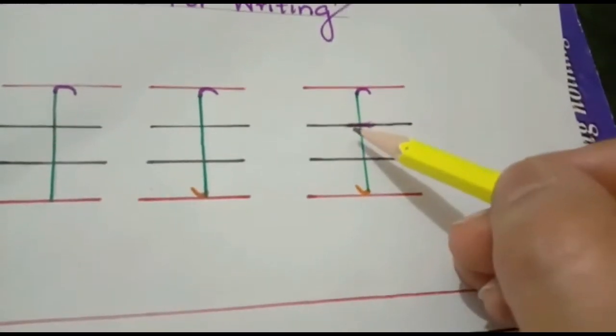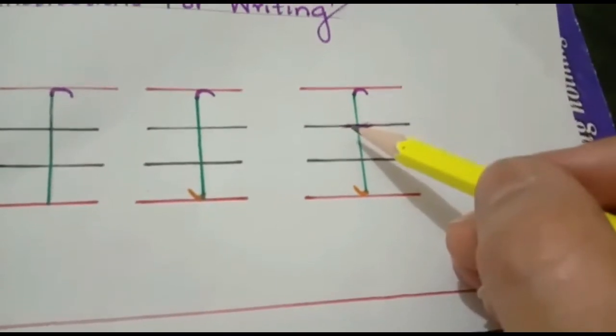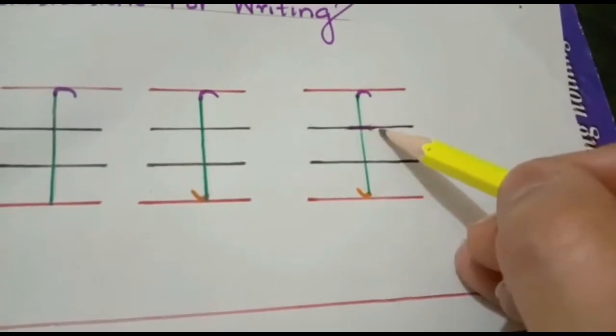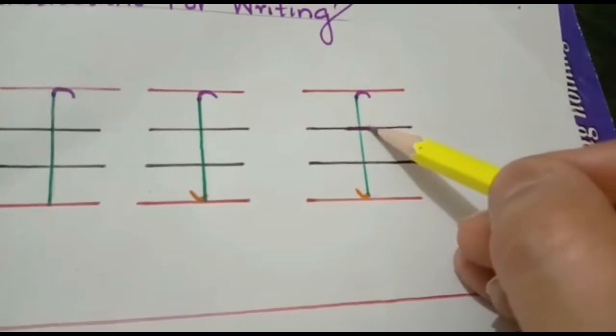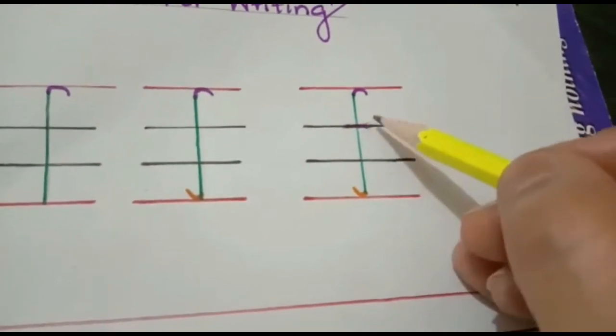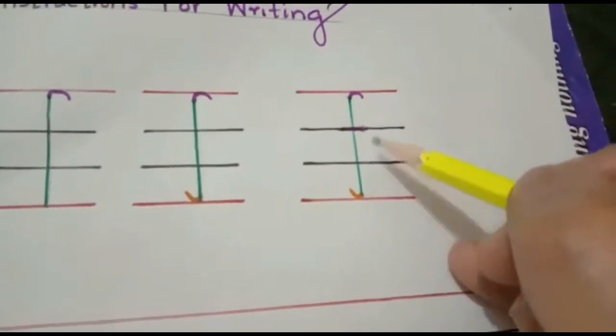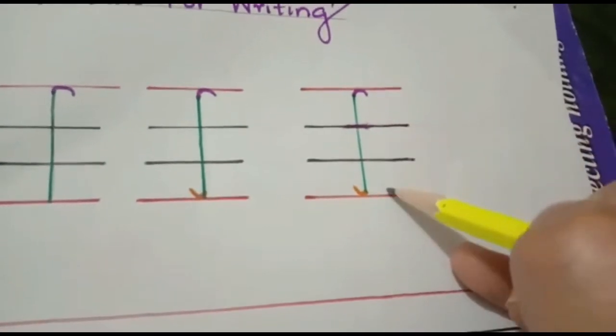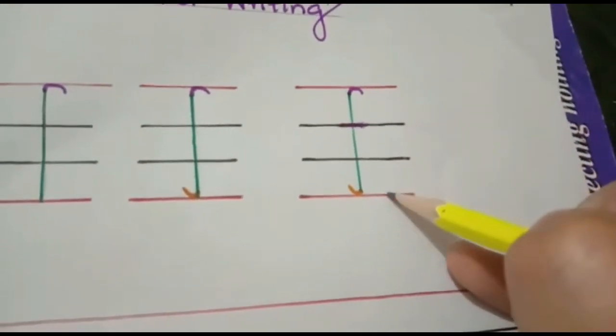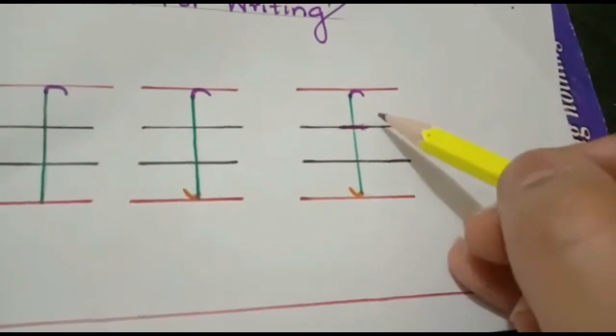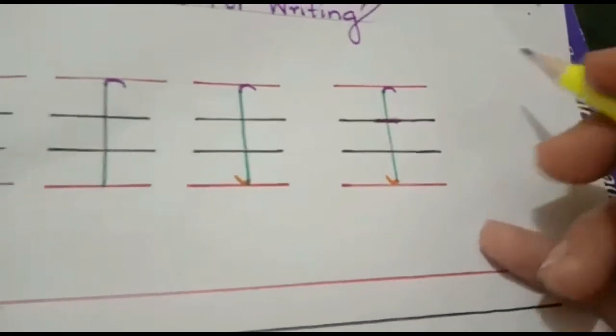And now here in the fourth step, you will put a sleeping line on the middle line. Yes, this is small f and it should be in 4 lines. Top to lower. Yes, it should be in 4 lines. Okay.